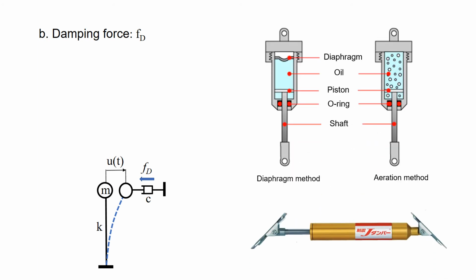These are examples of dampers, which consist of the cylinder and the piston. The piston moves up and down in the cylinder where oil is filled. The damping force is created during this piston movement. The damping force Fd is expressed by equation 5. It is proportional to the velocity. C is called the damping coefficient.